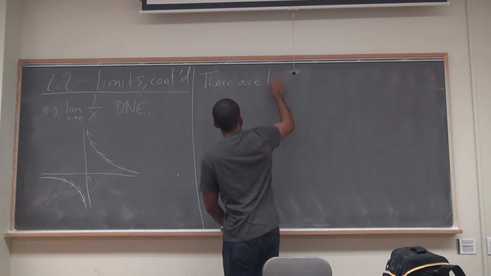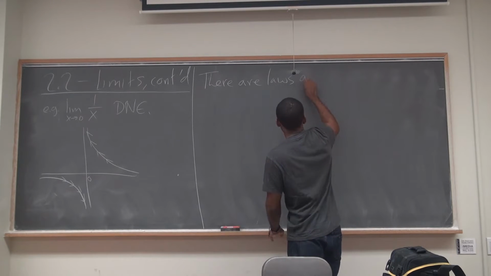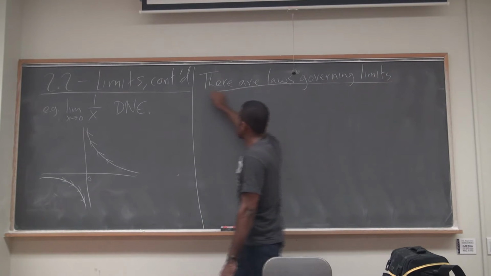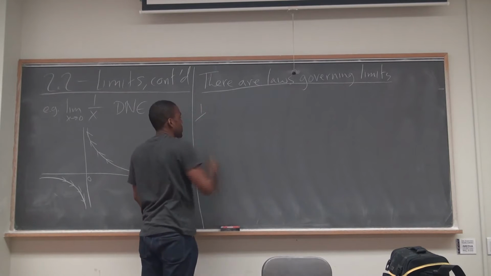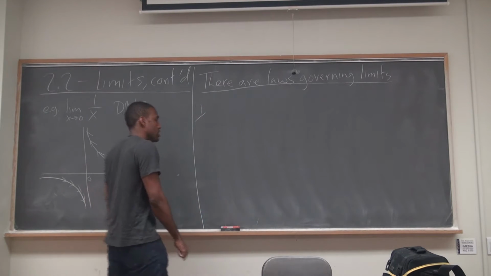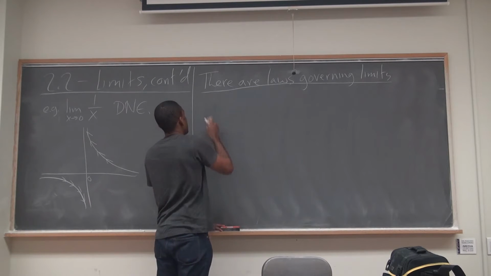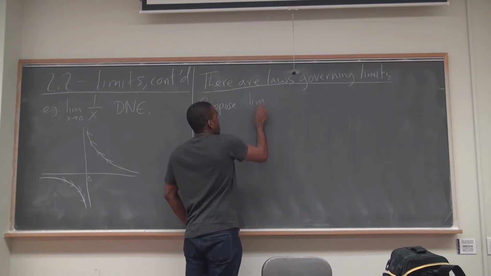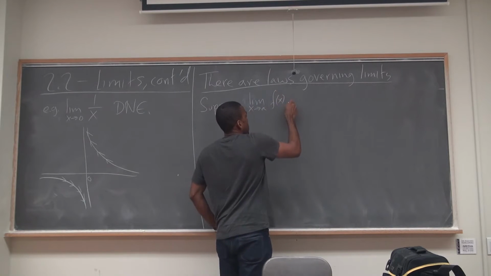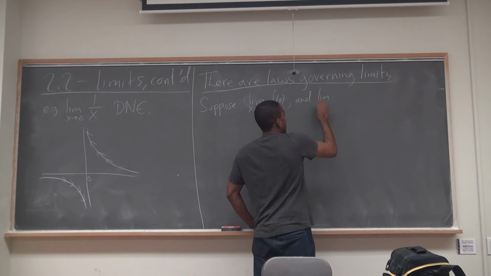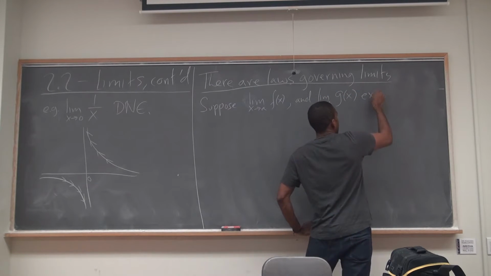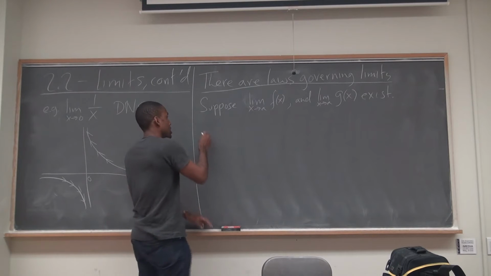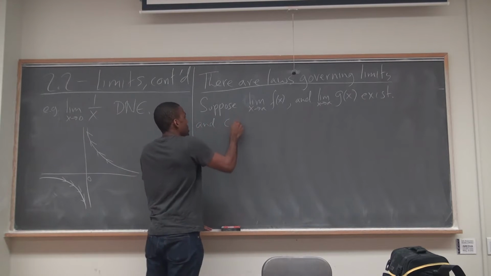There are laws, of course there are laws, rules, governing limits. Here I'm really talking about algebraic laws. One, it turns out for limits you can actually factor constants out. So, suppose the limit as x approaches a of a function, and the limit as x approaches a of some other function exists. Right? Meaning, I can take the limit of these functions as you approach a and I can get an answer. And c is a constant.